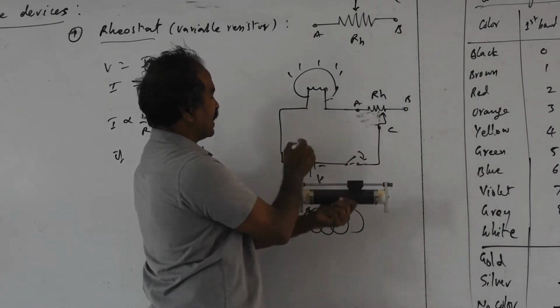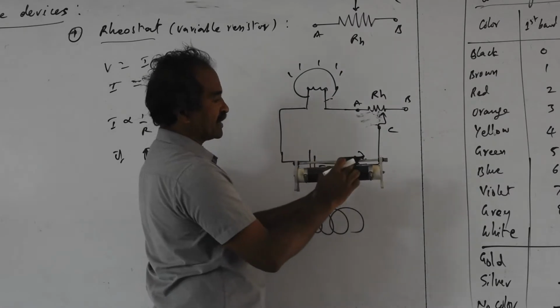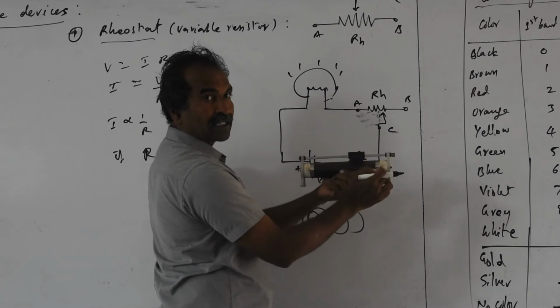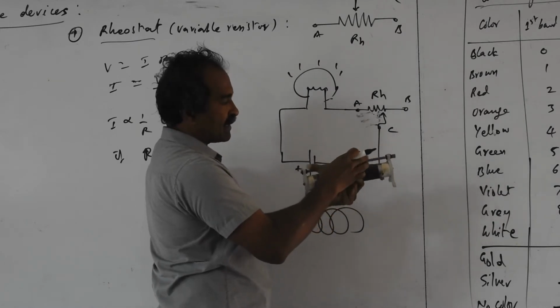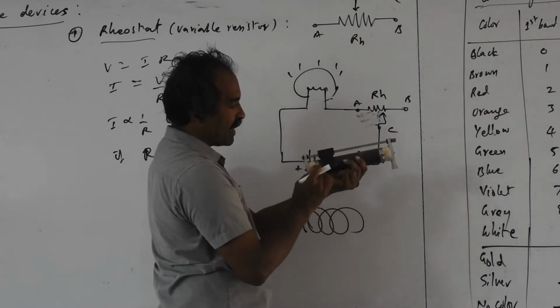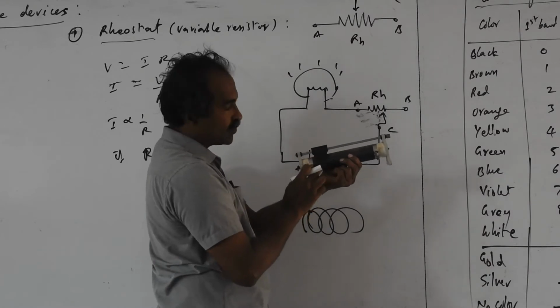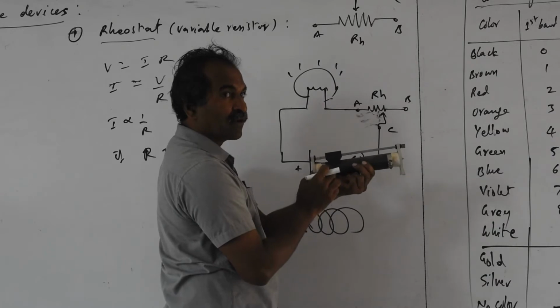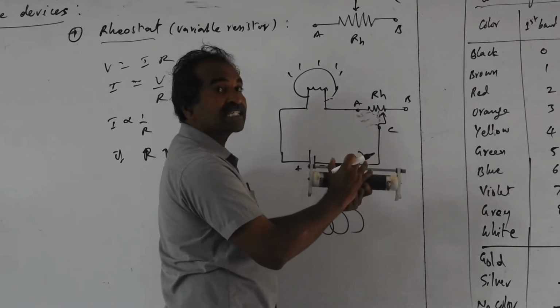If we take plus to this side, then plus to minus like this. So from this lower length, you have to pass from here and then like this. This is not connected. If I move this side, what happens? The length of the path decreases. Now current passes only through this less length of the wire. Less length means what? Lesser resistance. By moving this right and left, we can adjust the resistance.